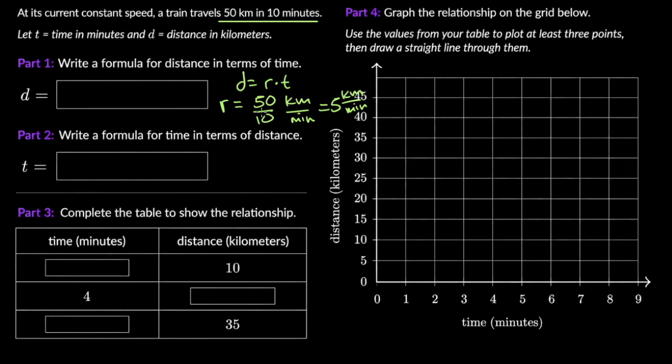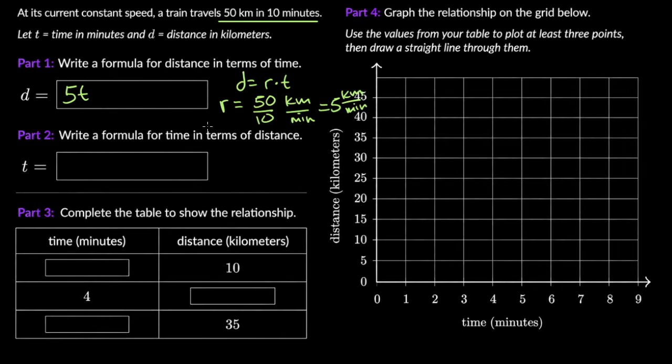So that's our rate. And so if we want the distance in terms of time, it's just going to be 5 kilometers per minute times our time. So d = 5t. Next, write a formula for time in terms of distance.